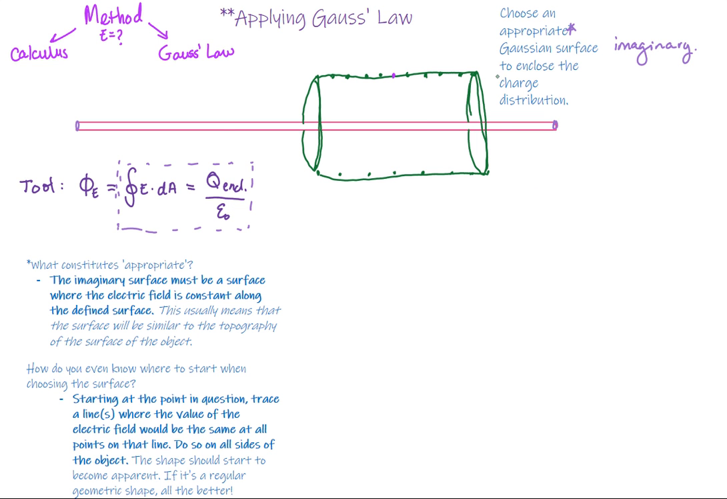Now, an important thing is you don't have to enclose the entire shape. You only have to enclose a portion of it, or a part that you're working with. So that's why this Q here is really important. It's only talking about the amount of enclosed charge, not all of it, right? All right, so now what?